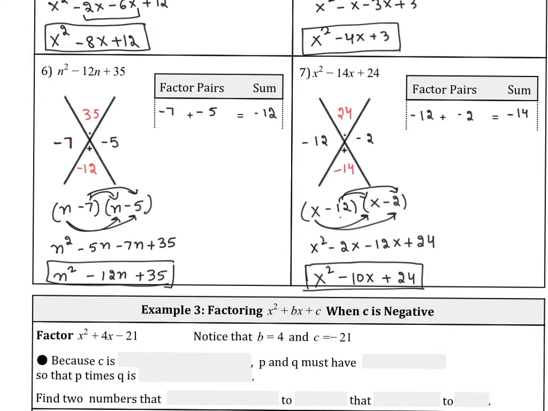So for number 7, you're going to write the last number as a product on the top and the center term on the bottom. The two numbers you're looking for are negative 12 and negative 2. When you multiply, you get 24. When you add, you get negative 14.